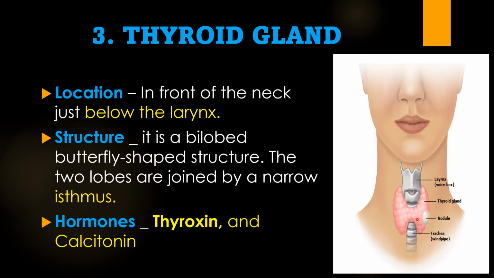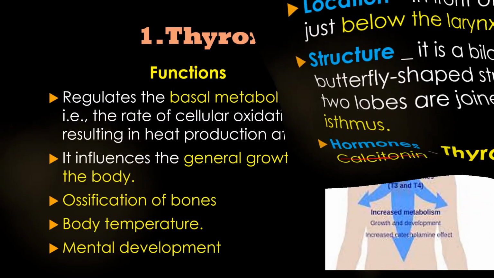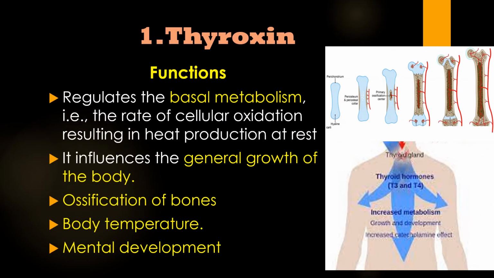There are two main hormones produced from thyroid gland. Thyroid gland secretes two major hormones. What are they? Thyroxin and calcitonin. It's very important, thyroxin and calcitonin, but calcitonin is not in your syllabus. Calcitonin is not there, but you have to learn thyroxin. It's very important. Thyroxin is a very important hormone produced from thyroid gland.